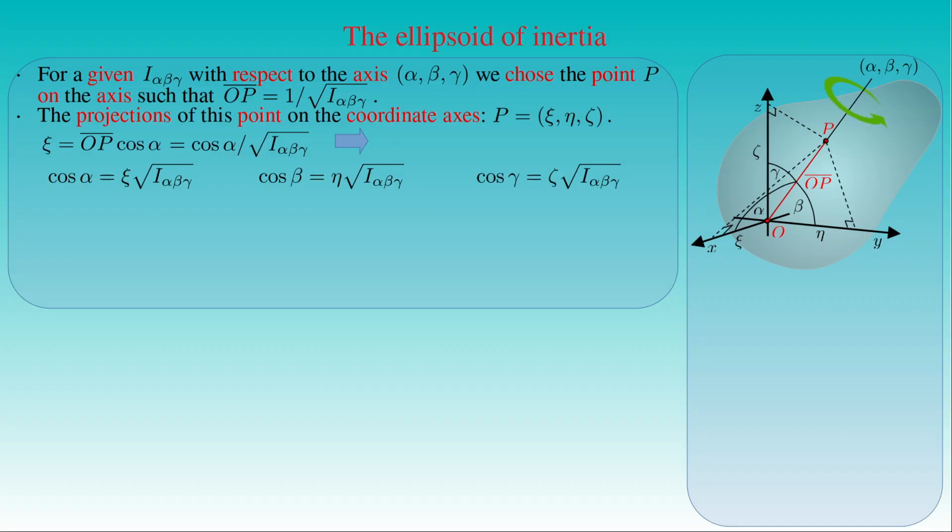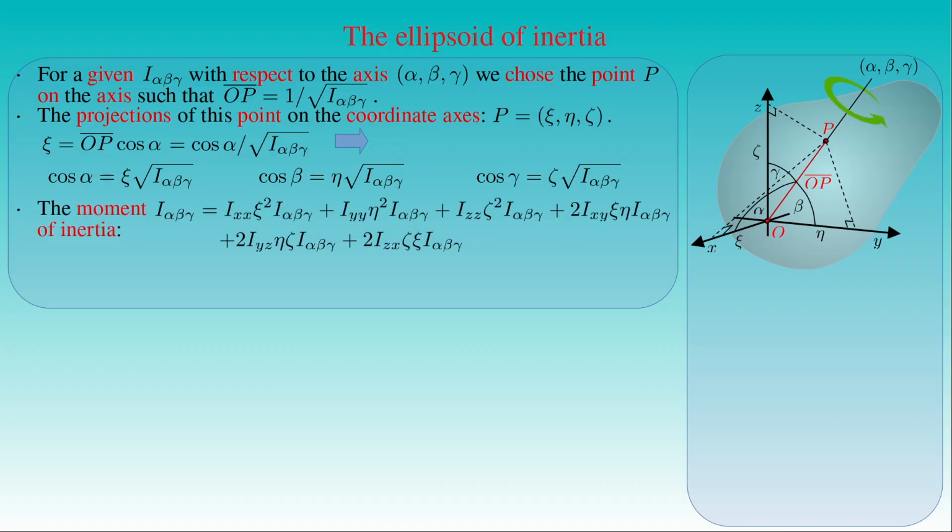After having expressed the direction cosines in terms of the triplet, we can substitute them into the equation obtained for the moment of inertia I_αβγ. This gives I_xx times xi squared times I_αβγ, plus I_yy times eta squared times I_αβγ, plus I_zz times zeta squared times I_αβγ, plus 2 times I_xy times xi times eta times I_αβγ, plus 2 times I_yz times eta times zeta times I_αβγ, plus 2 times I_zx times zeta times xi times I_αβγ.